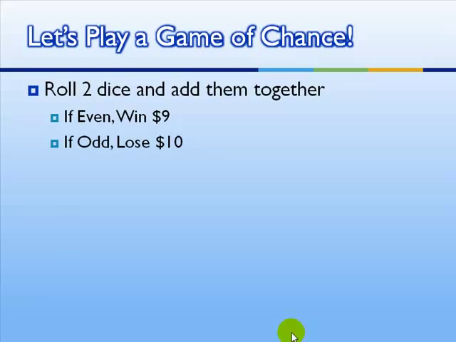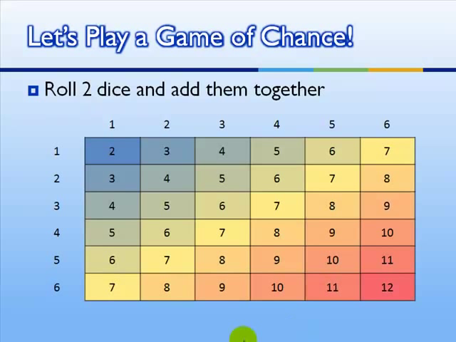Suppose I were to try to convince you to play this game saying, look, the range is from 2 to 12. You can't roll a 1. Therefore, there are more even numbers than odd numbers. So it's a good deal. You'll probably win money from me.